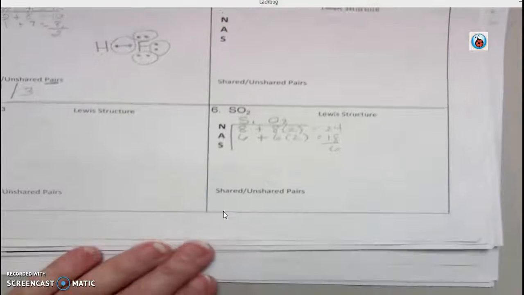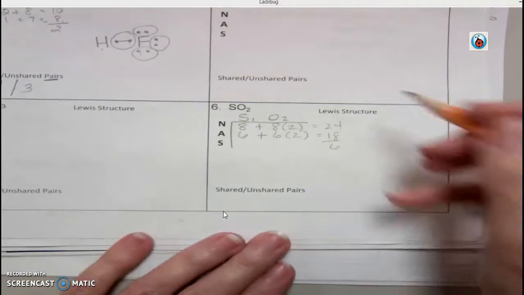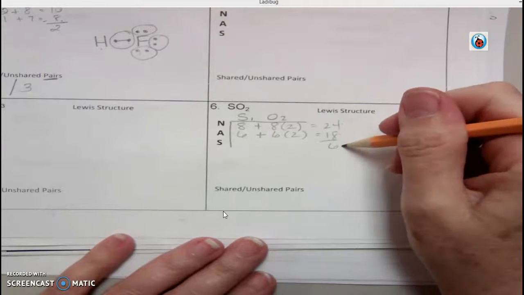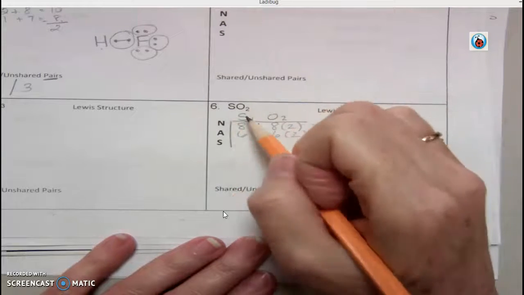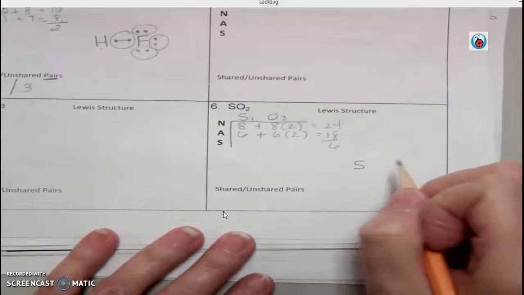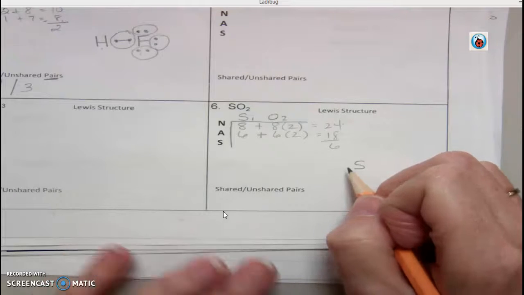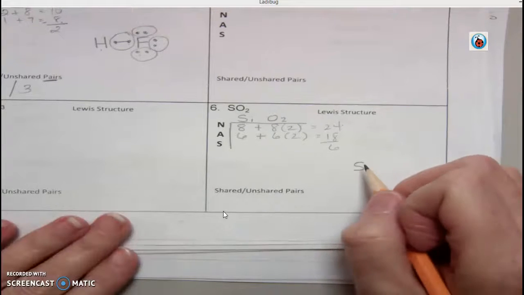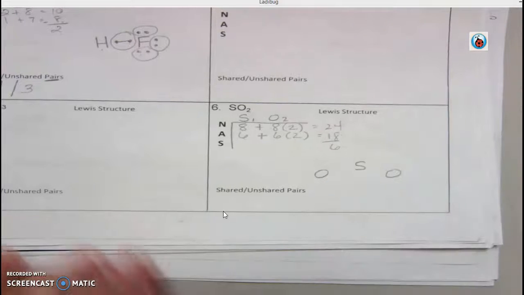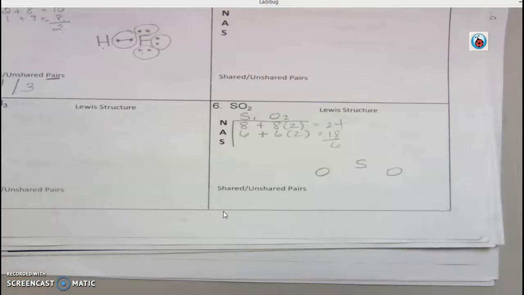Okay, let's look at number 6, and here's your NAS. So we've got 24 needed, 18 available, 6 to be shared between these 3 atoms. Okay, so we need to pick our central atom, which we're going to pick sulfur because there's only one of those guys, and that is the least electronegative. Okay, and then I've got 2 oxygen I need to attach. All right, so let's go to this number shared. It says we're going to share 6 electrons.